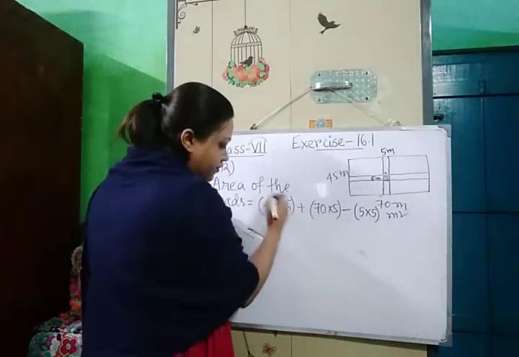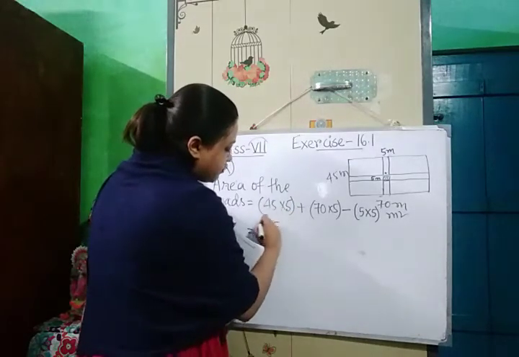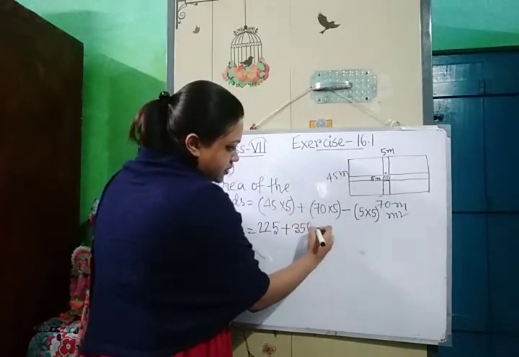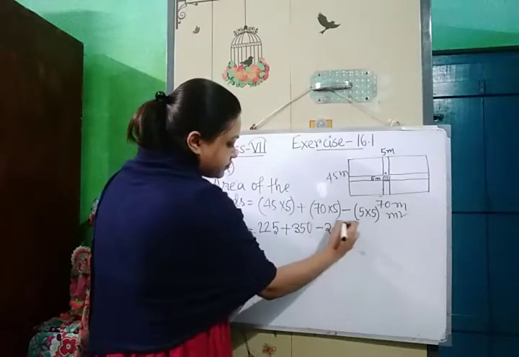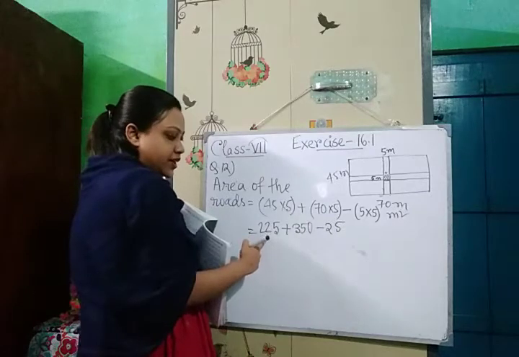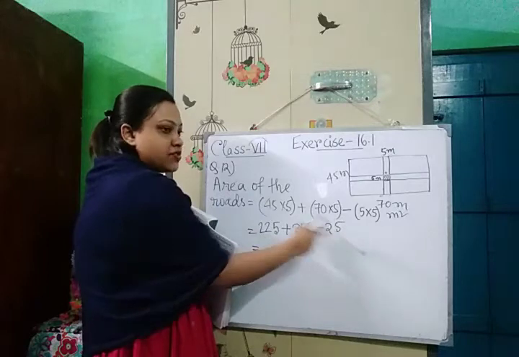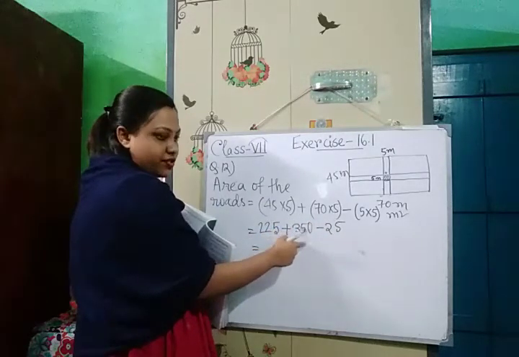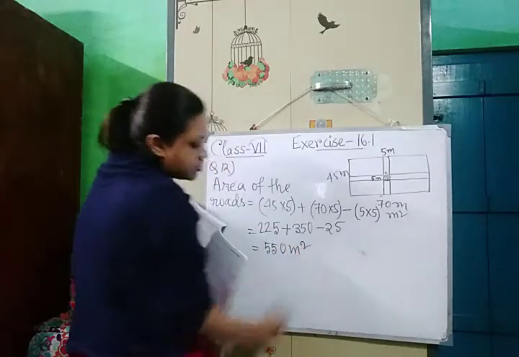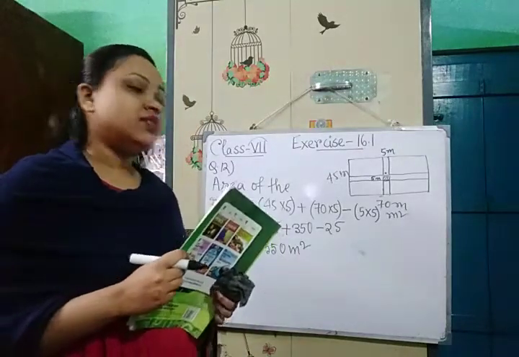So 45 into 5, I am orally multiplying. 5 5s are 25, 2 in hand, 5 4s are 20 plus 2, 22, plus 7 5s are 35, 30 and 0 minus 25. So 225 minus 25, 200 plus 350. So 550 meter square is the area of these two roads. I hope you understood this one. 550 meter square is the area of the roads.